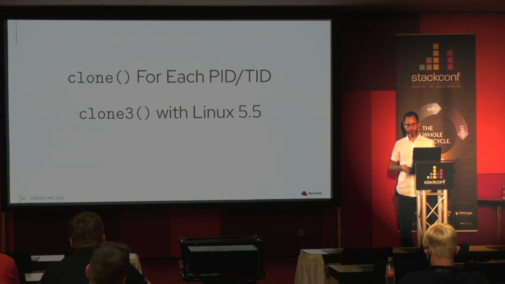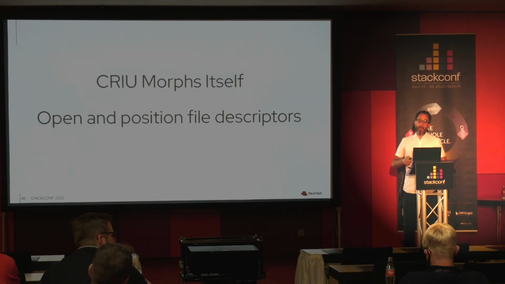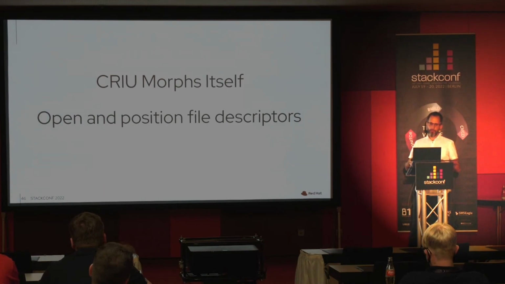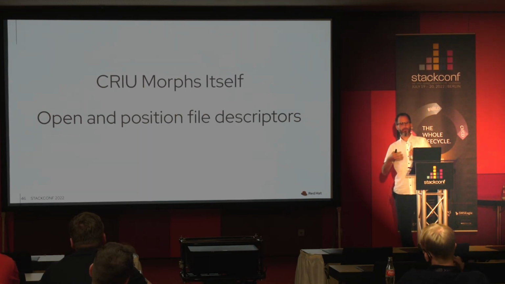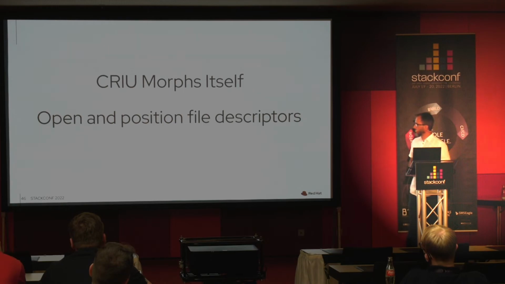Yeah, that's how we recreate a process tree. And then once we have the process tree, we have a copy of a lot of CRIU processes, and then those processes are morphed into the original processes. And the file descriptors are always a very good example, I think.